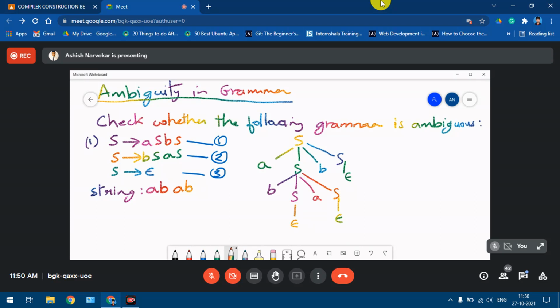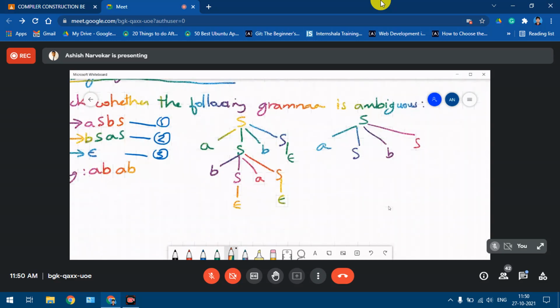That means we have to check whether the grammar generates different parse trees for the given string. So let's try. S derives, I think we have to take the same one, so A S B S. Again, we are doing a leftmost derivation only. That means we have to replace this. So suppose I replace this using the third production, that is empty. Now let's see what remains here.